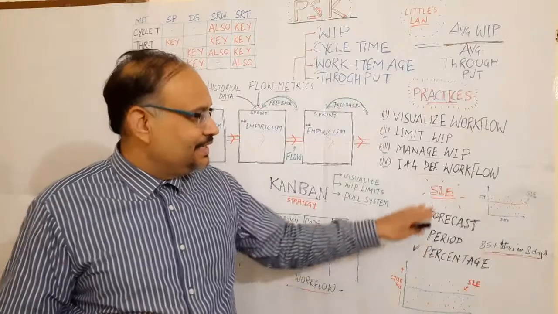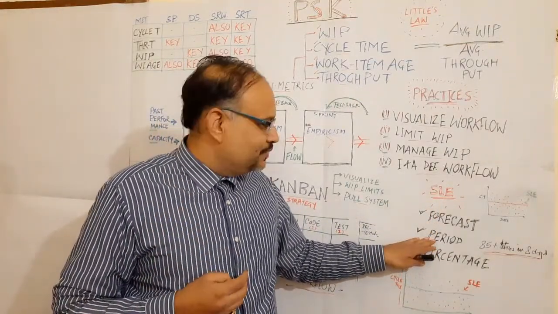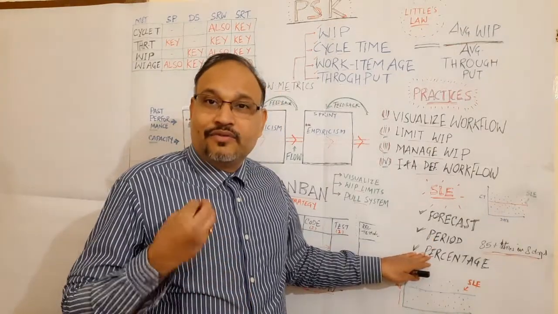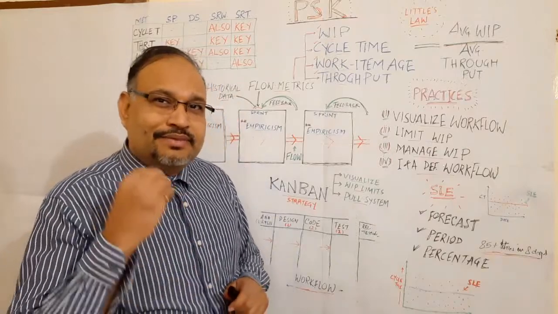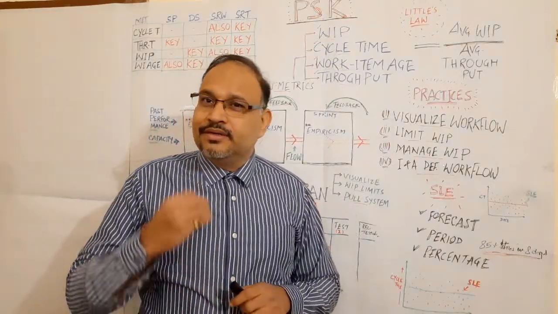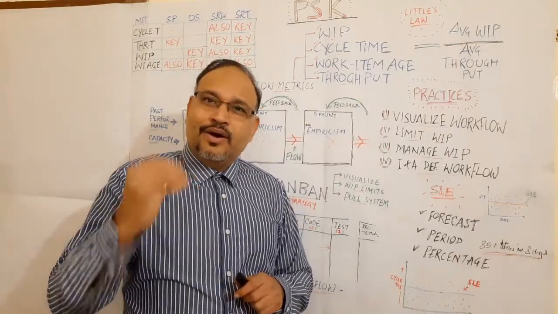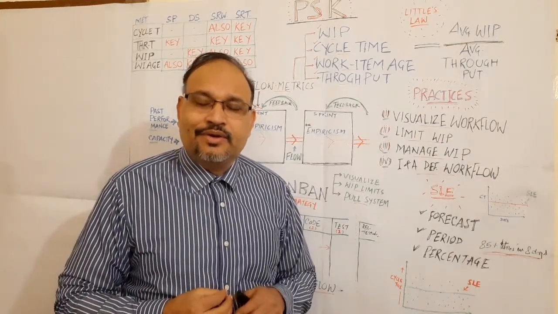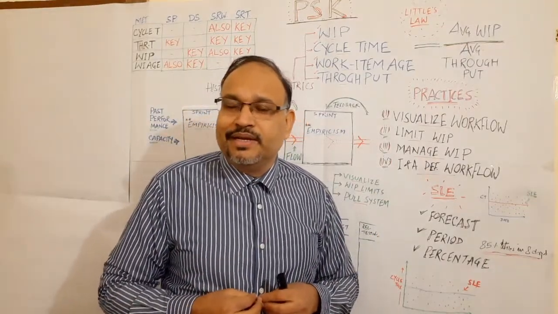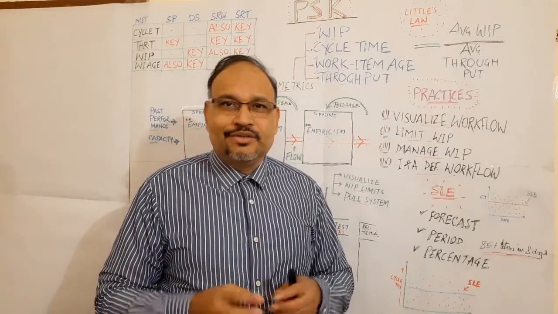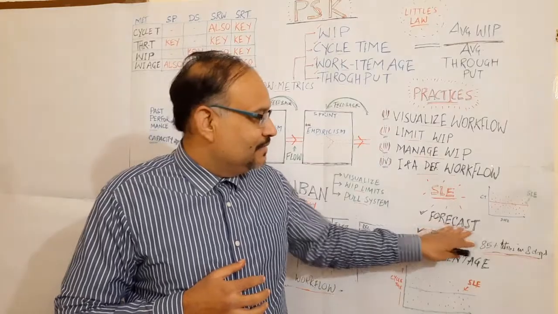So essentially, SLE has three components. One, that is forecast with two factors. One is period and a certain confidence and probability in percentage, right? Say, for example, that there is a 85% confidence that a PBI may get completed on or less than 8 days, right? Or in other words, that 85% items may get completed on or within 8 days, right? So language is very important here, and there could be a direct question on it.